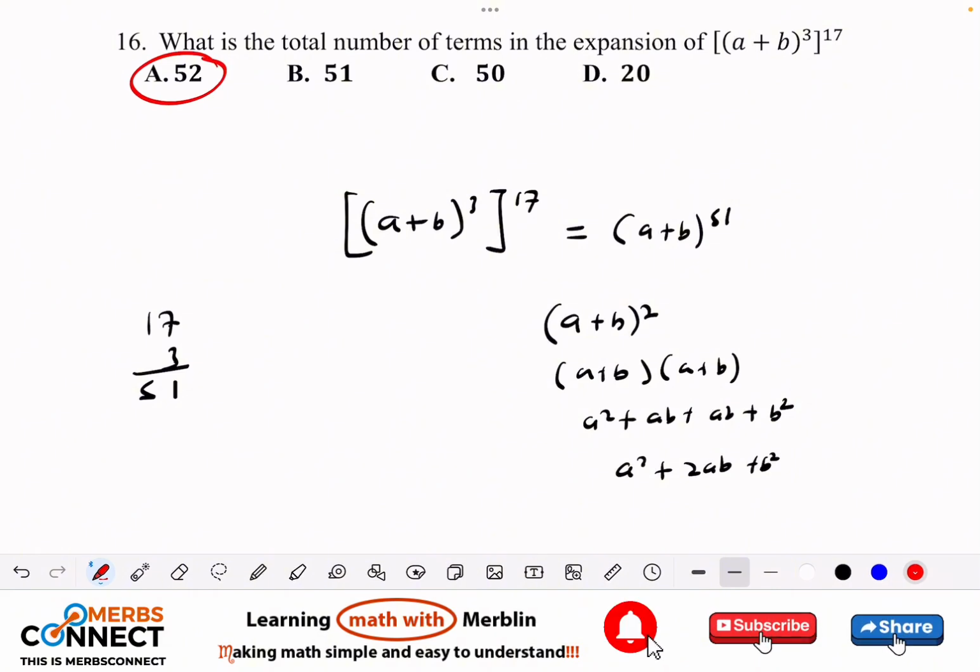So multiply the top and add plus 1 to it. So anytime you want to know the terms in a function, just add 1 to what's on the top here, and you are going to get the number of terms that we are going to get. Good.